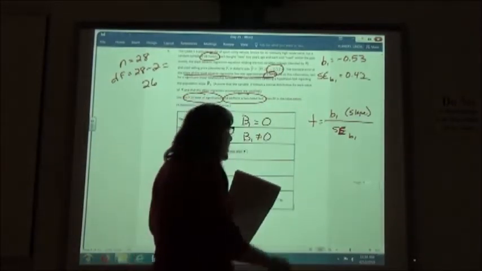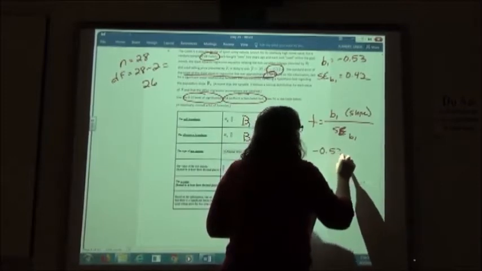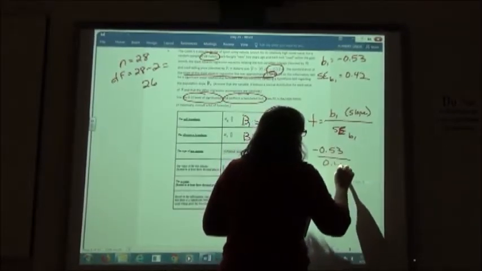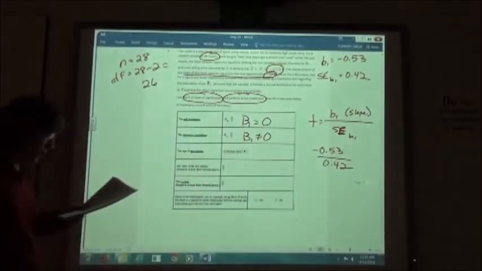So I'm going to do my calculation. I'm going to take negative 0.53. I'm going to divide it by 0.42. There's my calculation.